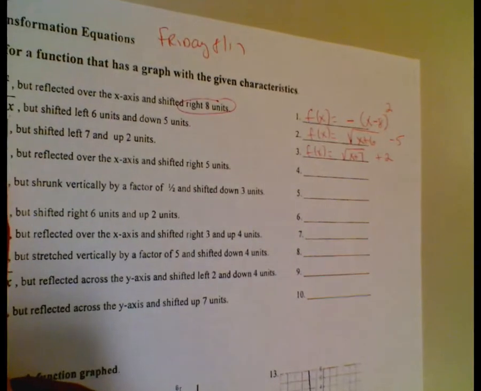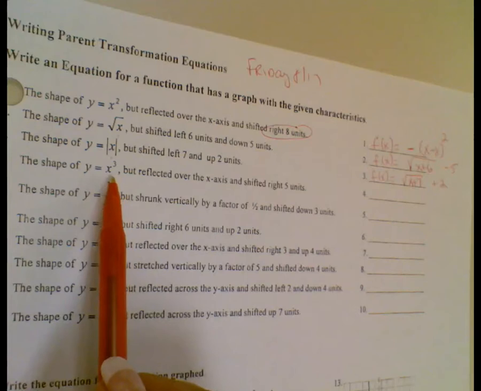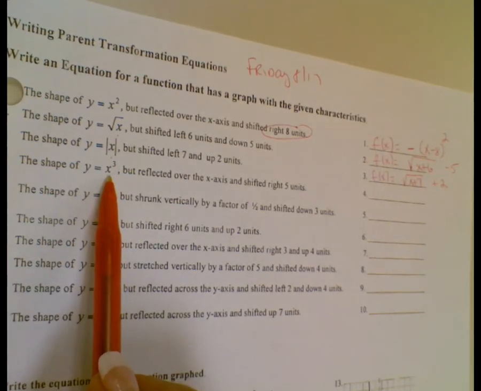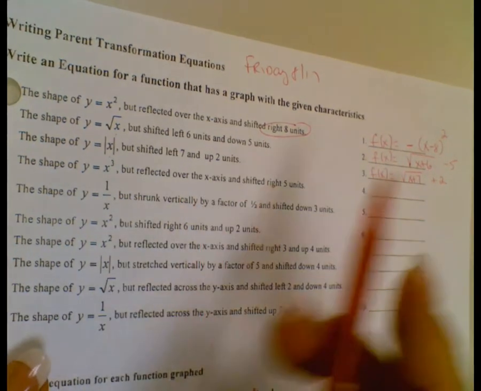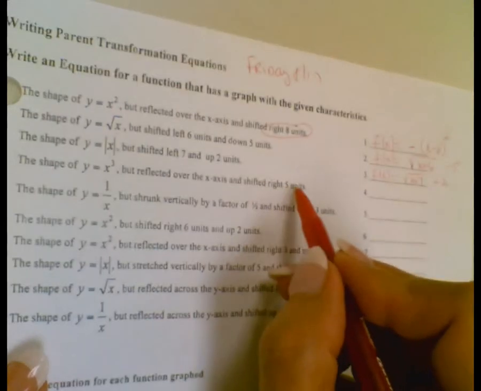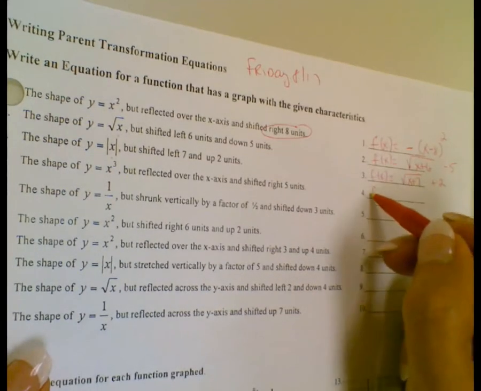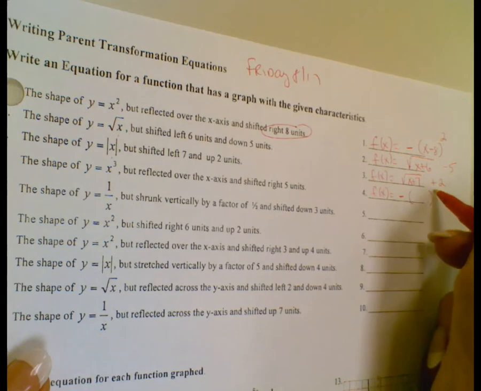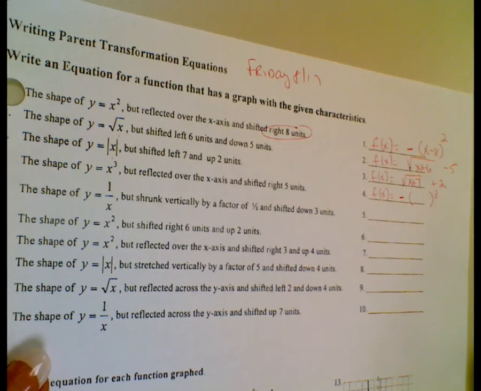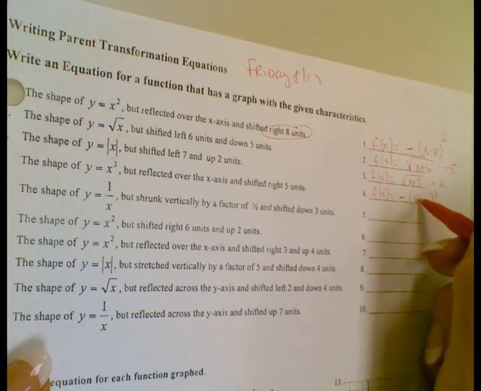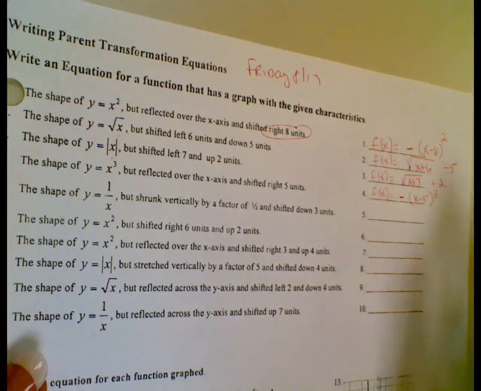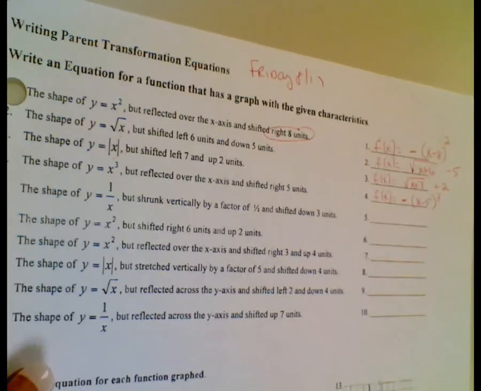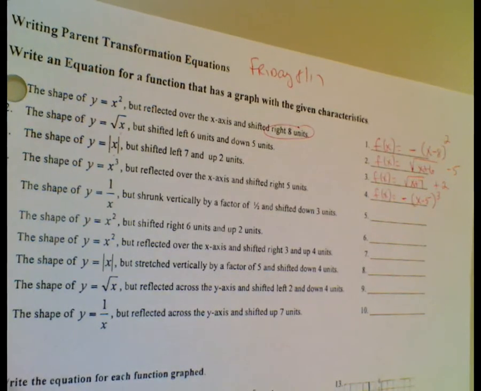What's this called? y equals x cubed. Reflected over the x-axis, that goes on the outside, and then shifted right 5, that goes on the inside. So we have a reflection over the x-axis, so that goes on the outside. But because we have a right 5, we're going to put the cube on the outside of the parentheses, and we're going to write x minus 5 for right 5. How you guys doing? I'm going to try the next one.